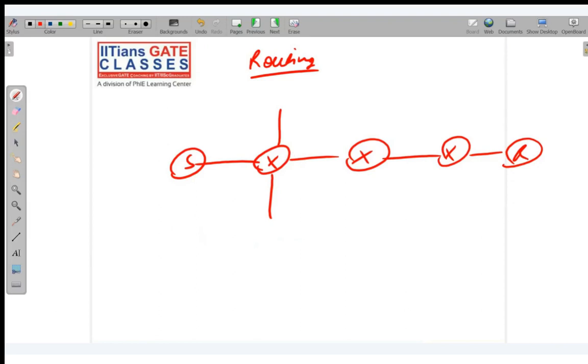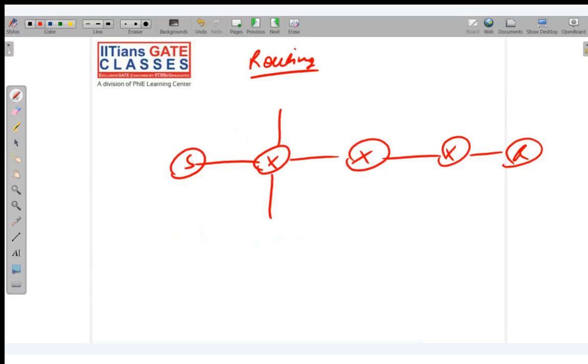Many questions have been asked in GATE about which device works at which layer. That's why I'm telling you again and again, you have to remember multiple things: a bridge works at the data link layer, a router works at the network layer, and a gateway works at the application layer. Like this, many questions have been asked, and they will directly ask which layer a router works at. When I dig deep into these nodes, I will tell you.